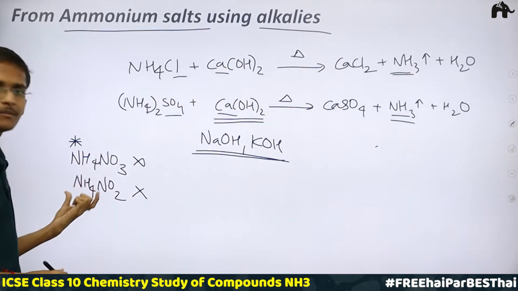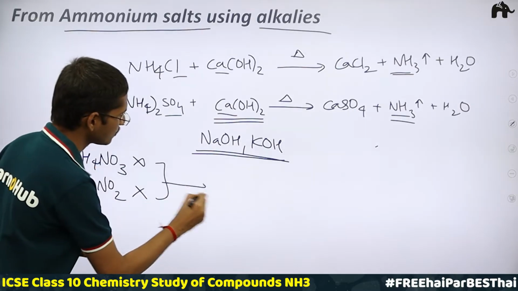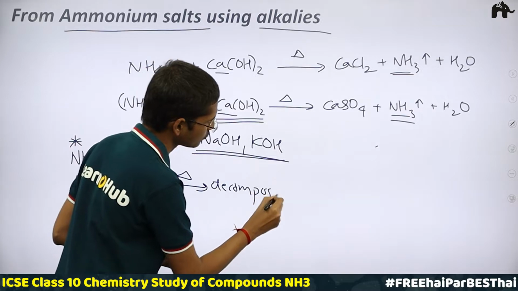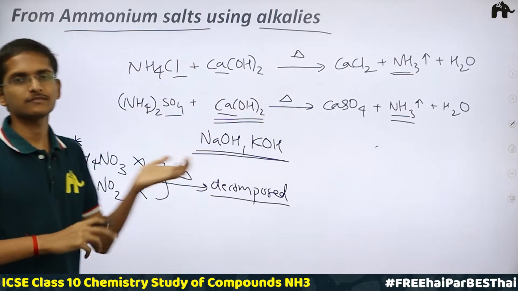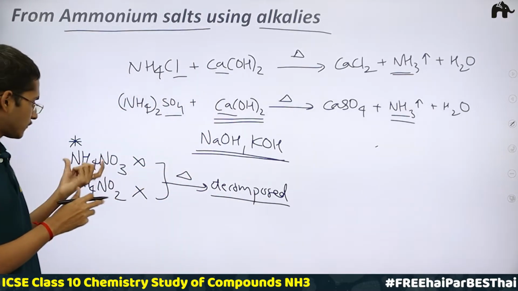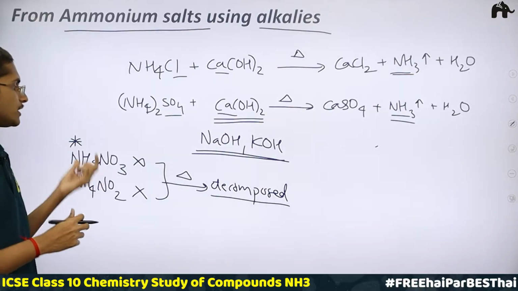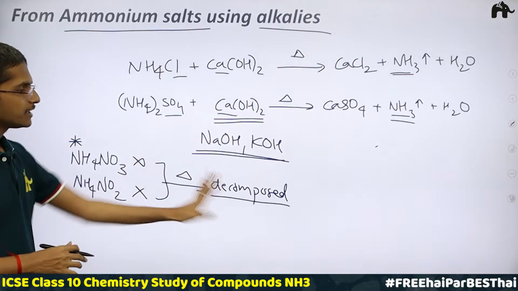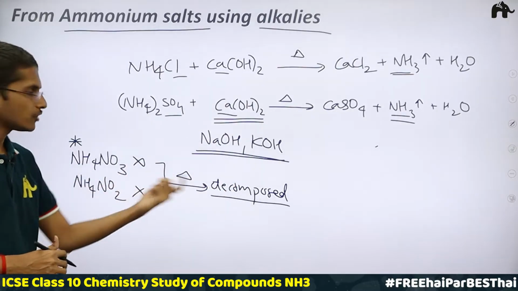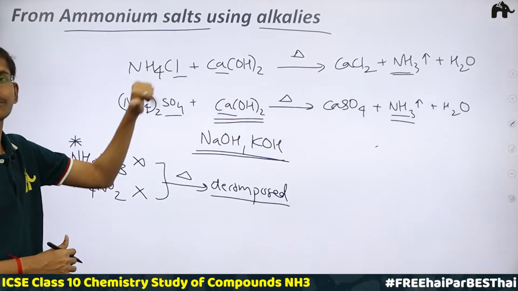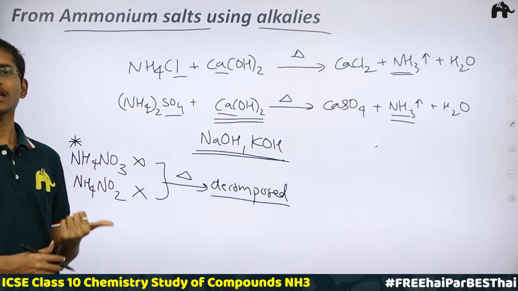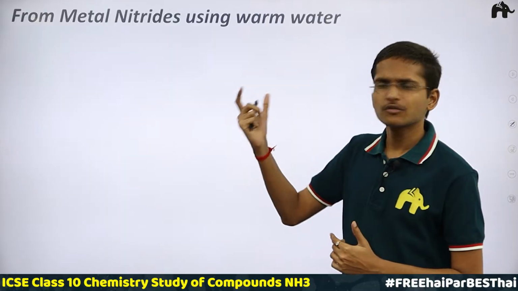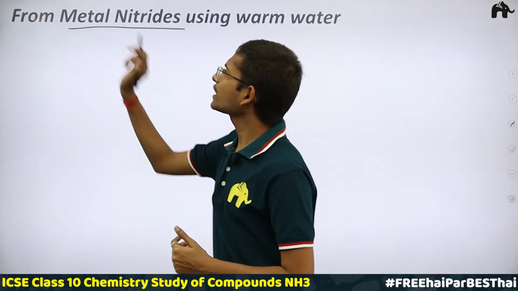Because when we heat them, they themselves get decomposed. If they are getting decomposed, then they are not remaining in the form of these salts, so how can they react with our alkalis to form ammonia gas? That's the reason they get decomposed when we heat them. That's why we cannot use them for preparation of ammonia through this method, by using alkalis. Clear? Very interesting.